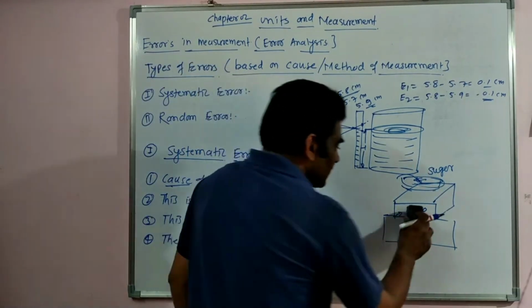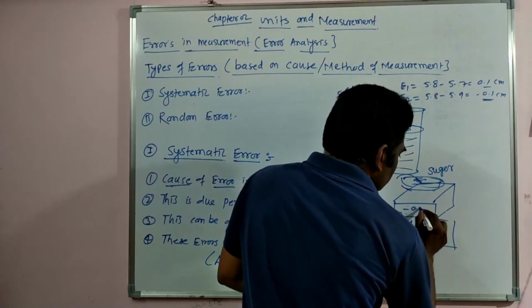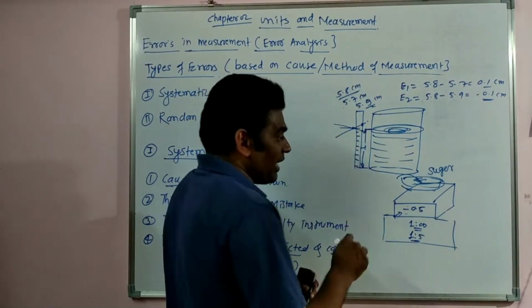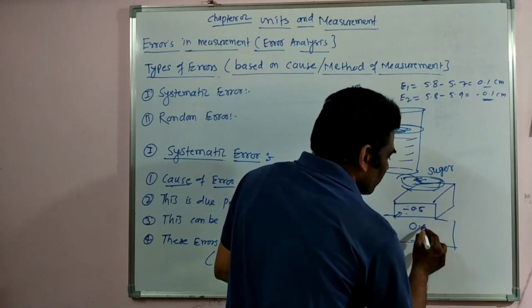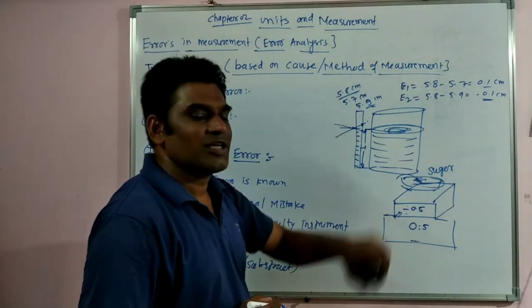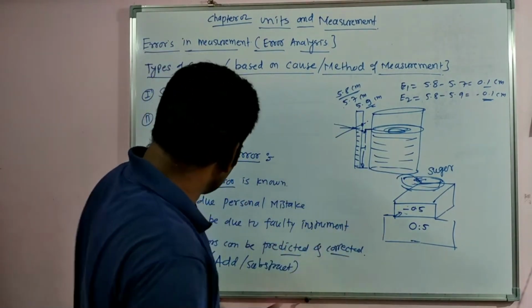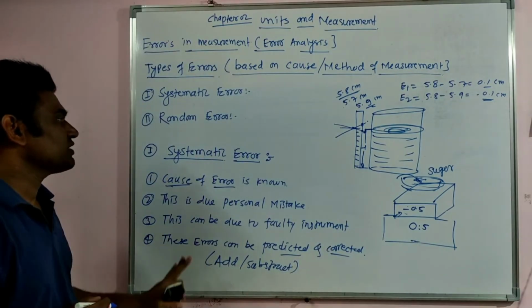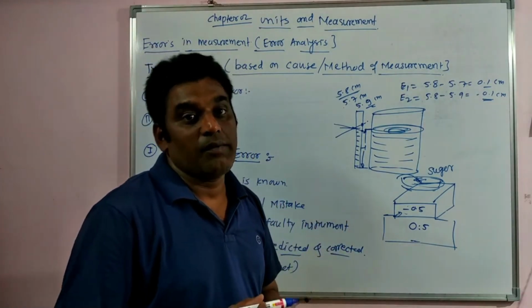If initially this is minus 0.5, then I have to add sugar until I get only 0.5, not 1 or 1.5, only 0.5. Then I will get 1 kg sugar. So here I am subtracting. In this way, by this addition or subtraction of error, I will get the true value. I can correct the values, correct the measurement.